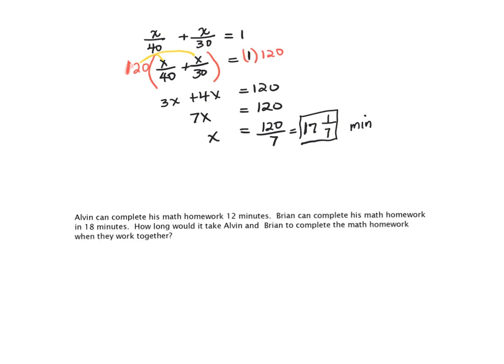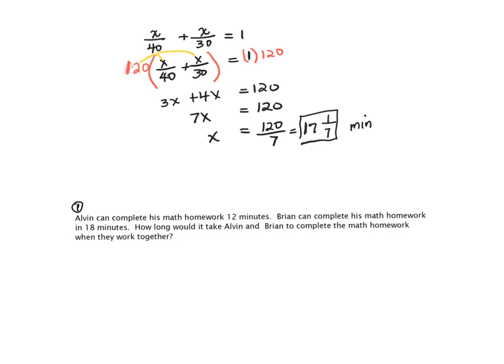Okay, this is problem 1 on your worksheet. So let's just write problem 1 here. Alvin can complete his math homework in 12 minutes. Brian can complete his math homework in 18 minutes. How long would it take Alvin and Brian to complete the math homework when they work together?